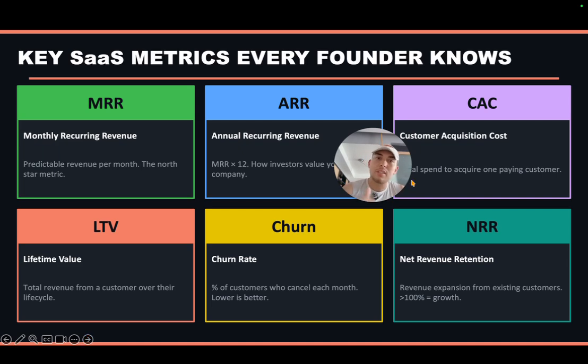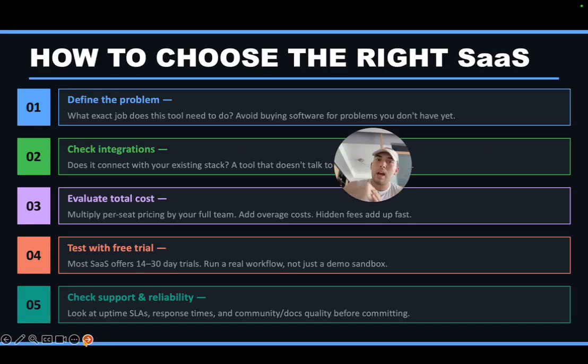The key SaaS metrics every founder should know. If you're launching a SaaS, you need to know these metrics: MRR, monthly recurring revenue; ARR, annual recurring revenue; CAC, customer acquisition cost; LTV, lifetime value; churn rate, the percentage of customers who cancel each month. This is actually so underrated, but you have to see this. And NRR, net revenue retention.